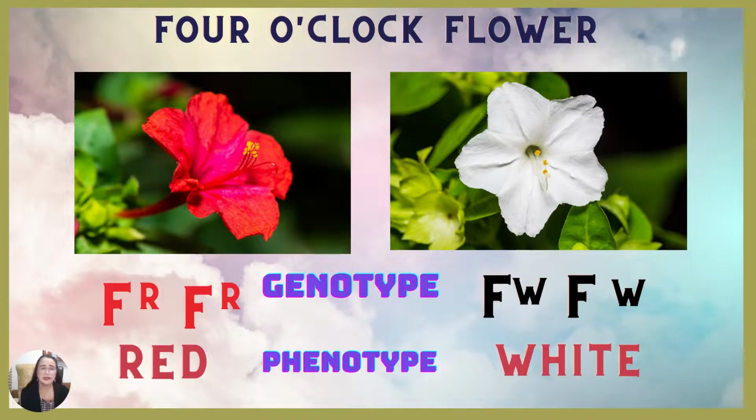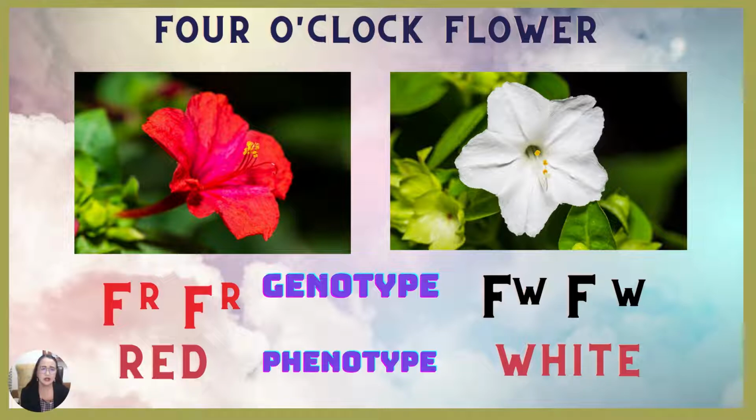For example, I have here a four o'clock flower. What do you think is the genotype of both flowers? So, the first flower is FR, and the second flower is FW. What about the phenotype of the first flower? Yes, you are right. It is a red flower. The second is a white flower. That is the difference between the genotype and phenotype.